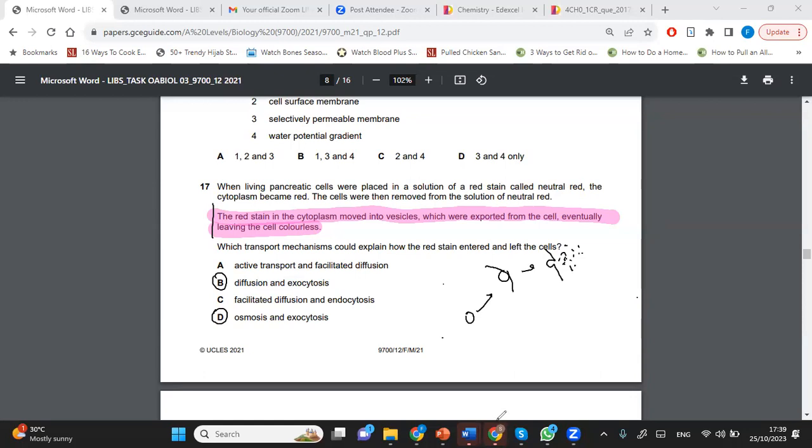How do you define osmosis? Net movement of free water molecules from high water potential to low. Yes. Movement of water molecules.